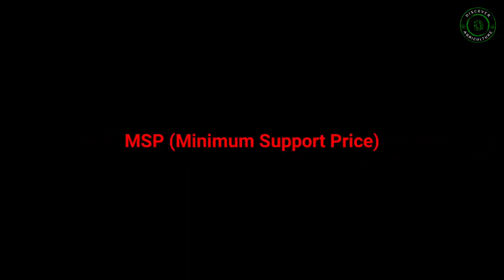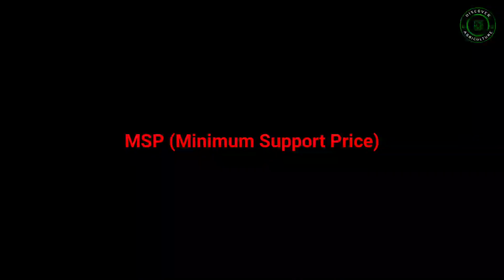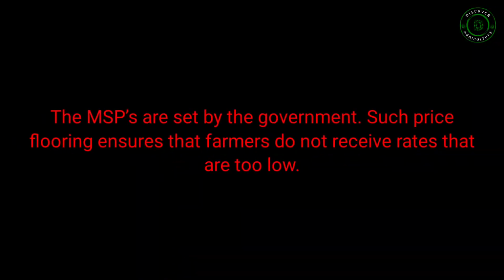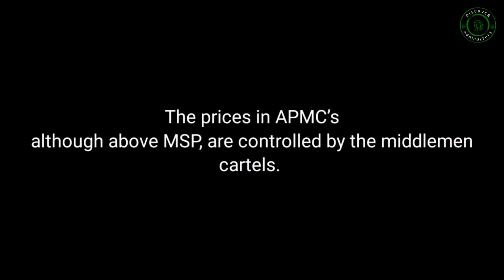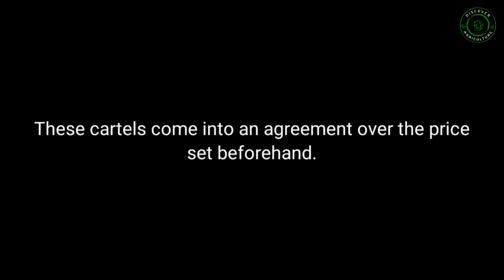This is done through MSPs. MSP, Minimum Support Price, is the minimum price at which farmers can sell. The MSPs are set by the government. Such price flooring ensures that farmers do not receive rates that are too low. But unfortunately for farmers, the prices in APMCs, although above MSP, are controlled by the middlemen cartels. These cartels come into an agreement over the price set beforehand.